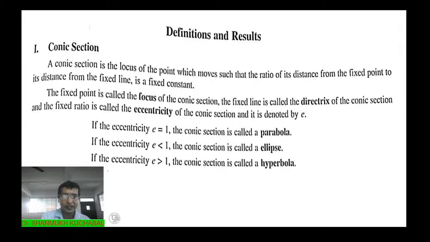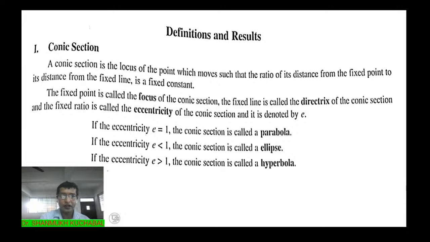Next we will study what is meant by a focus. The fixed point is called the focus of the conic section. The fixed line is called the directrix of the conic section, and the fixed ratio is called the eccentricity of the conic section, and it is denoted by e. e stands for the eccentricity.